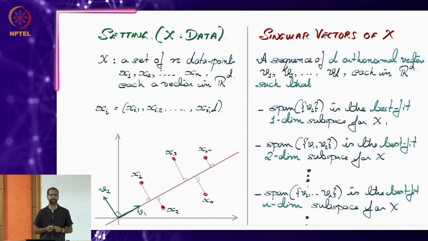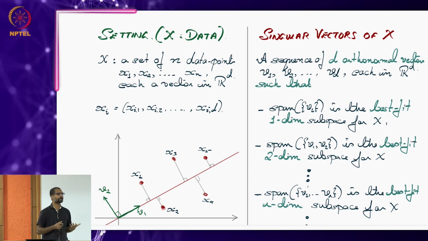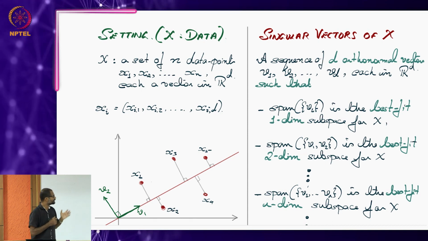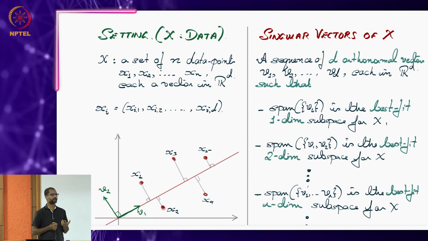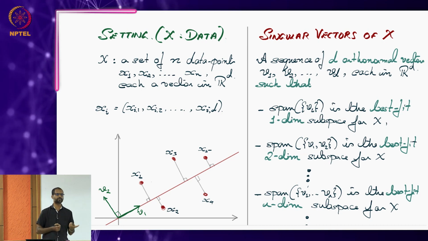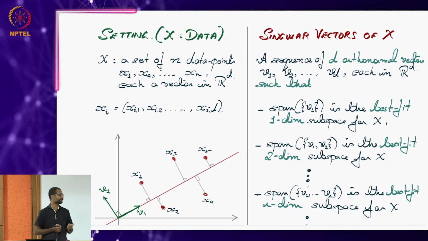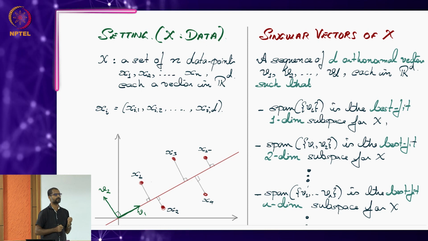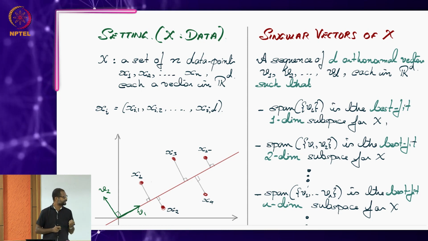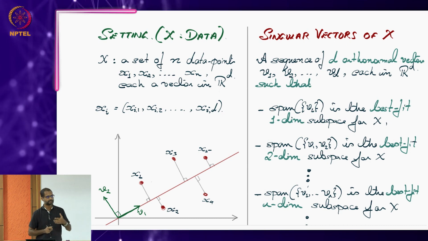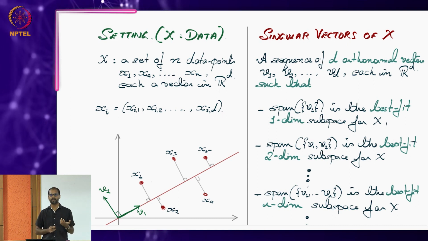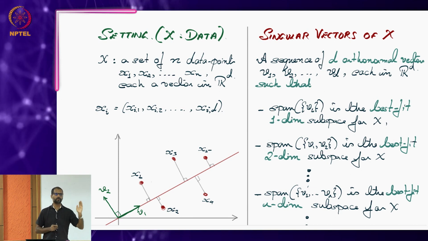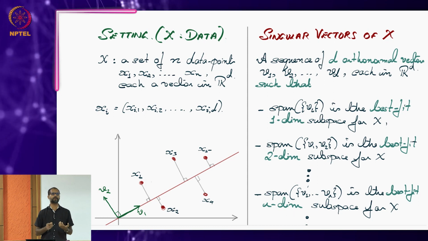These points are given to you, and what are the singular vectors of this collection of data points? What are the singular vectors of X? This is what I claim. We are looking for an orthonormal basis of the embedding space. The embedding space is R to the power d, the d-dimensional Euclidean space. We are looking for an orthonormal basis for this space with a peculiar property. In fact, our demands are very high. We are not looking for one property, we are looking for d properties at the same time. We will order this basis in a particular way.